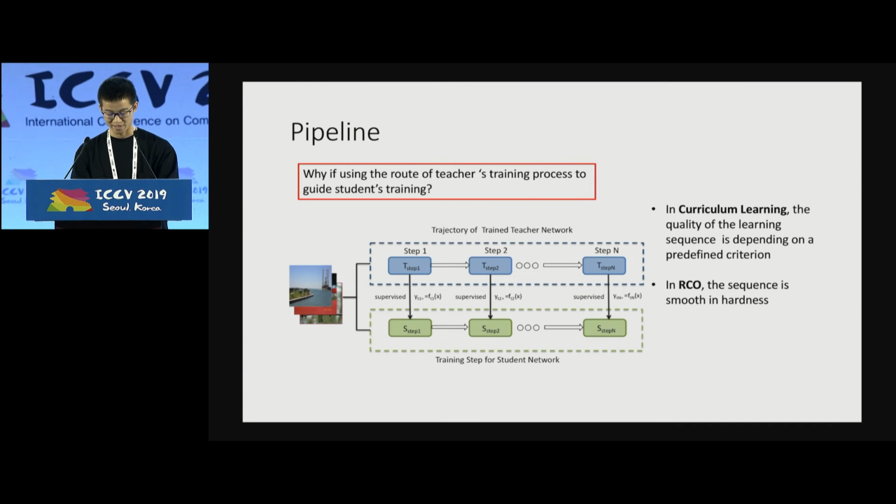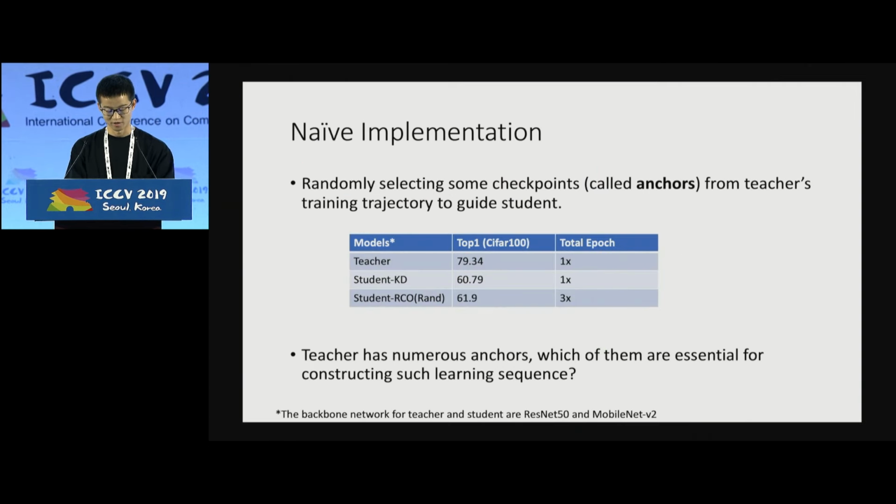What if we use the route of the teacher training process to guide students? Inspired by curriculum learning, that local minimum can be improved by an easy-to-hard learning process. We take a sequence of the teacher's intermediate states as the curriculum to help the students, which we call route constrained optimization, or RCO for short. The advantage of RCO is very clear. Here is a naive implementation. By randomly selecting some checkpoints from the teacher's training trajectory to guide students, we achieve a little improvement compared with KD, which shows the effectiveness of this idea.